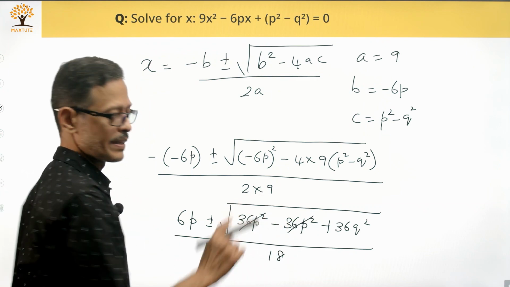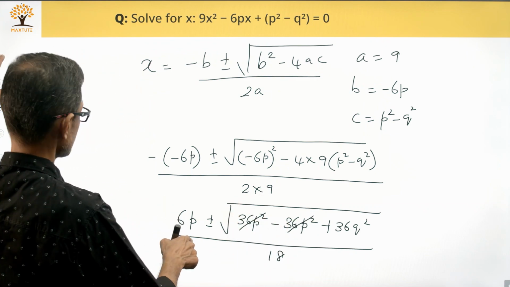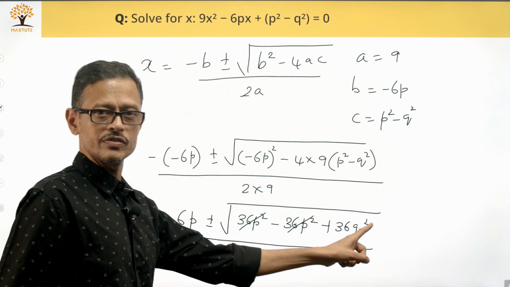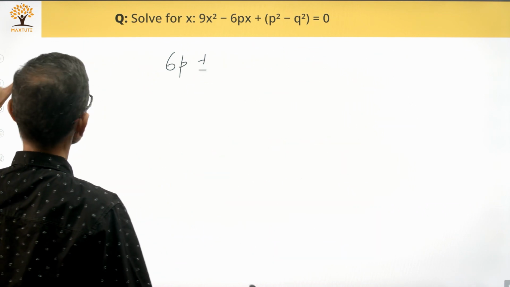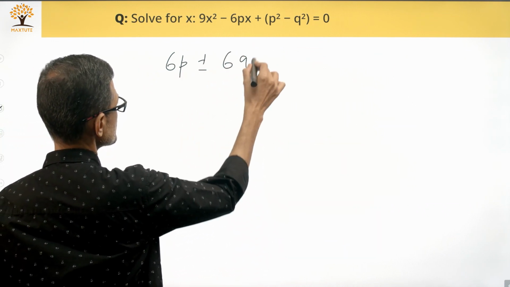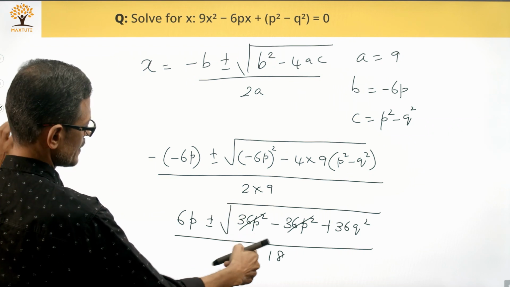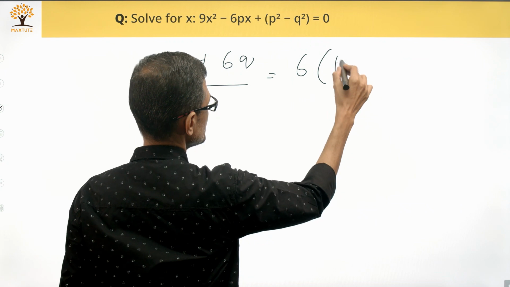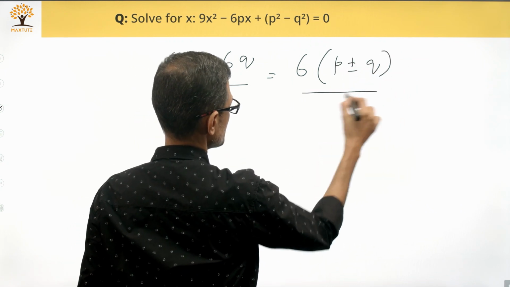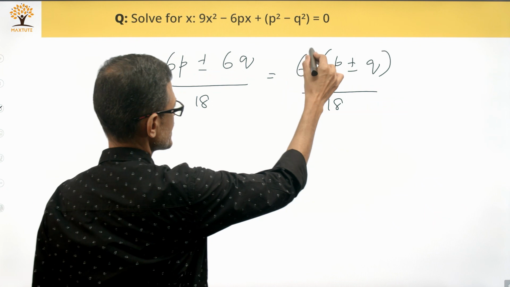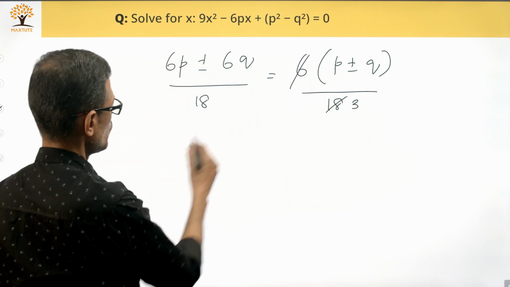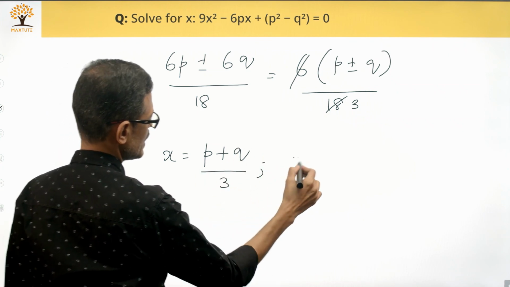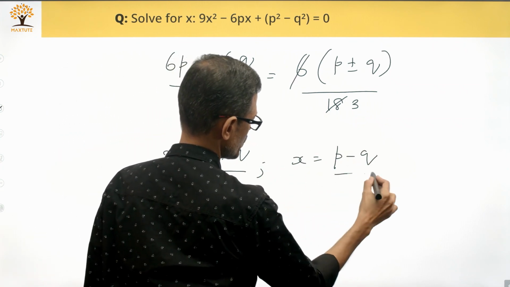36p square minus 36p square will get cancelled. So we'll take it to the next slide, which will leave us with 6p plus or minus square root of 36q square, which is nothing but 6q. So 6p plus or minus 6q divided by the denominator, which is 18. Take 6 common in the numerator. So 6 times (p plus or minus q) divided by 18 is the value of x. 6 cancels with 18 to leave us with a 3. So one value of x is equal to (p plus q) divided by 3. The second value of x is equal to (p minus q) divided by 3.